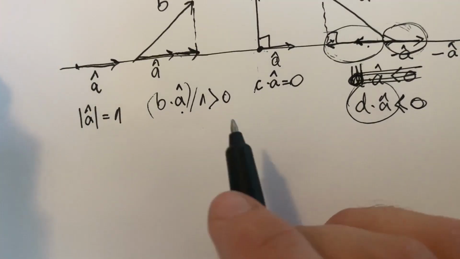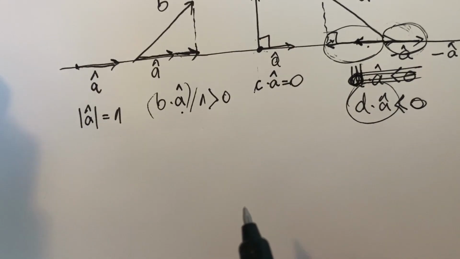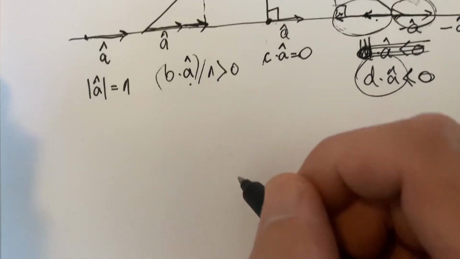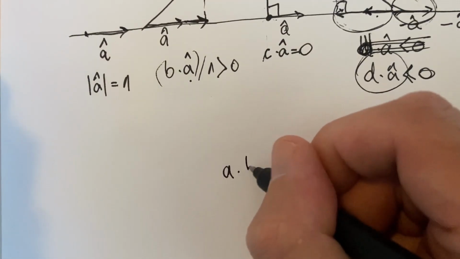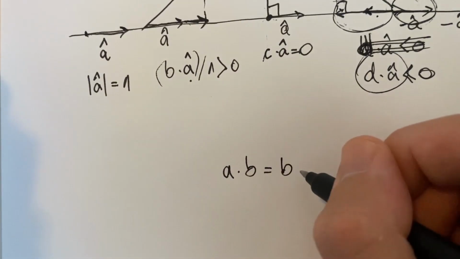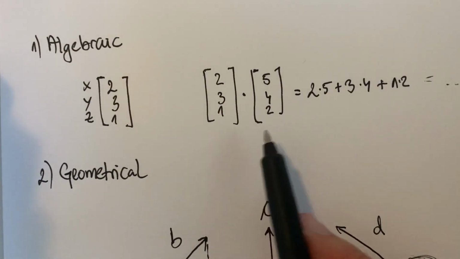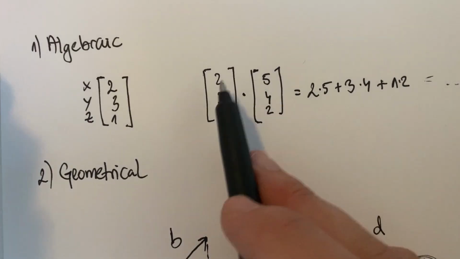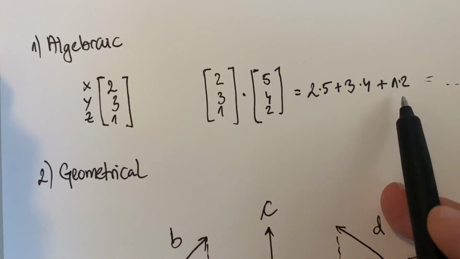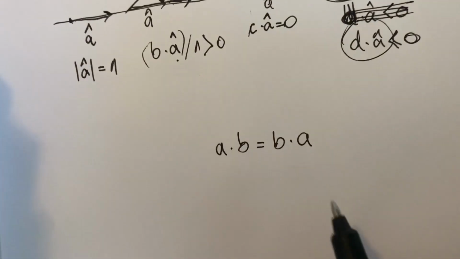One important property of the dot product is that it's commutative, which means that if you write A dot product B, it's going to be the same thing as writing B dot product A. You see it from the algebraic solution. It's quite obvious. If you flip these two and do the same calculation, it's the same number you get.